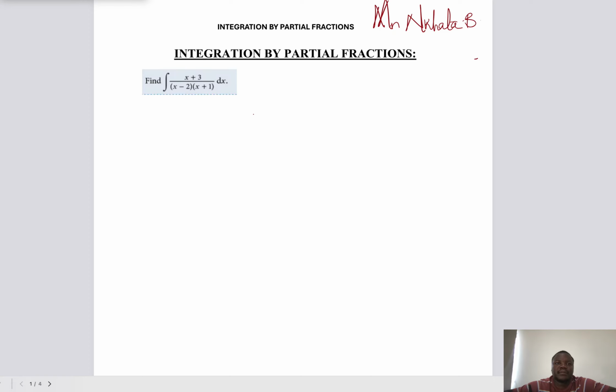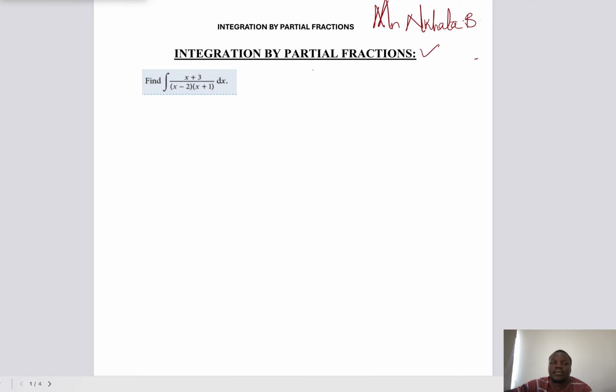So today's focus is on integration by partial fractions. We know that there's differentiation and integration. Today's focus is actually to look at one way of reversing a differentiated equation. This one is by use of partial fractions, and we've already done partial fractions, and I'm confident that you are good.